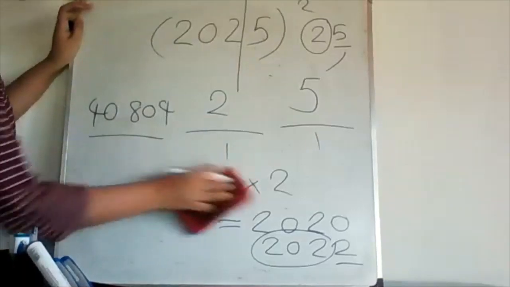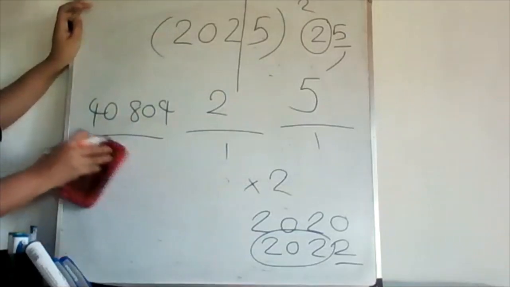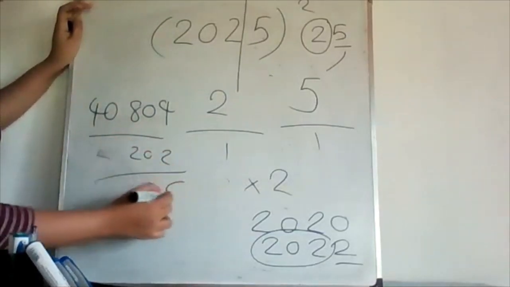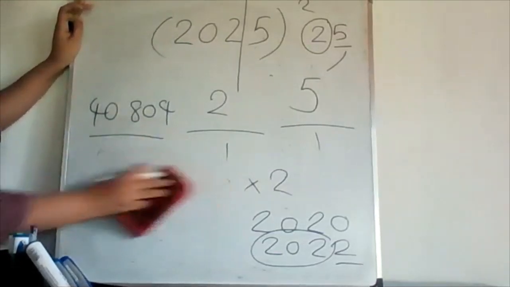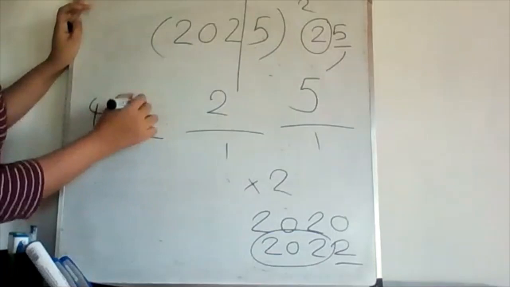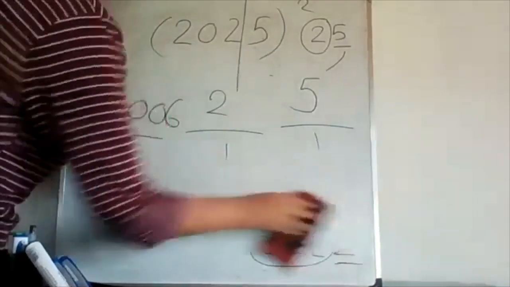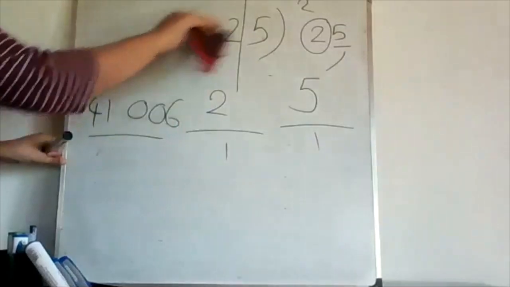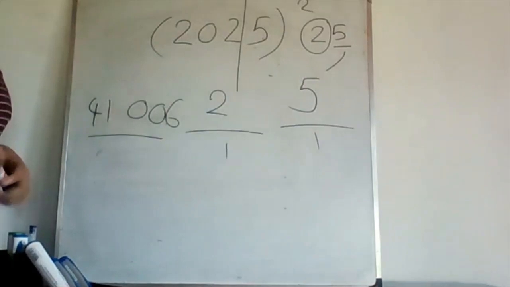And after that, what you need to do is to add this 202 to this 40,804. That means 41,006. So that means this value should be updated as 41,006. Yeah. So then that's all about finding the squared value of 2025 by using this short method. So finally, we have found out the squared value of 2025. That is 4,100,625. Hope you all observed the method accurately with the video.